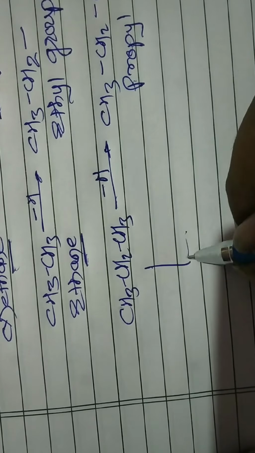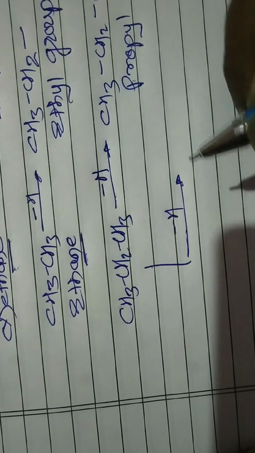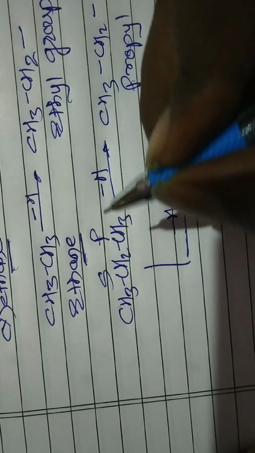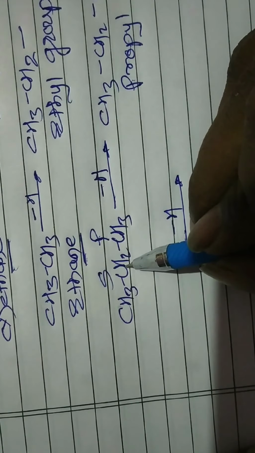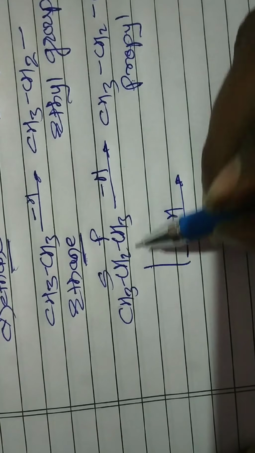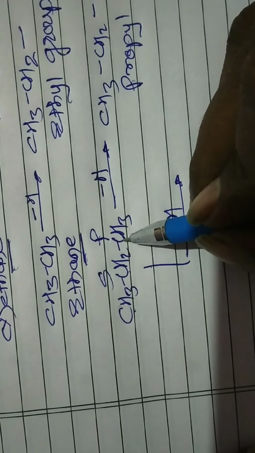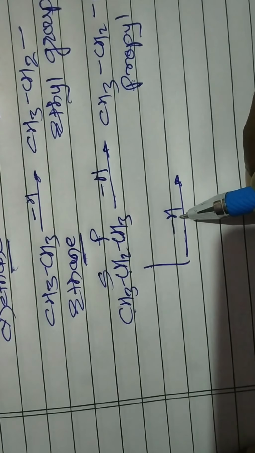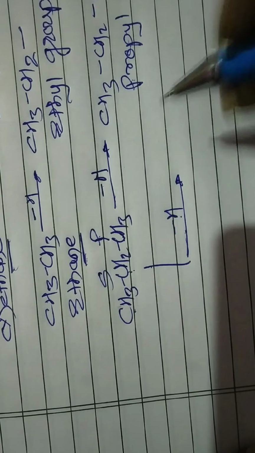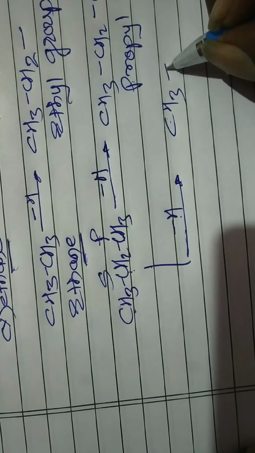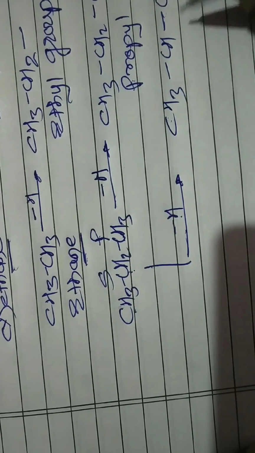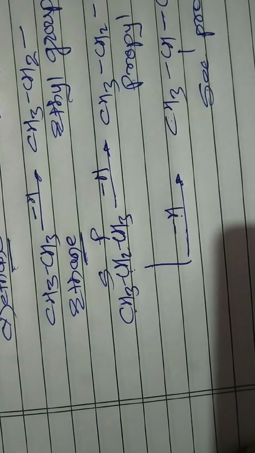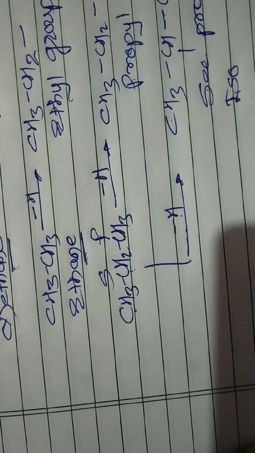If the hydrogen atom is removed from a secondary carbon atom: the carbon atom which is attached to only one other carbon atom is called a primary carbon atom, and the carbon atom which is attached to two other carbon atoms is called a secondary carbon atom. If the hydrogen atom is removed from a secondary carbon atom, we get the secondary propyl group. This secondary propyl group is also known as the isopropyl group.